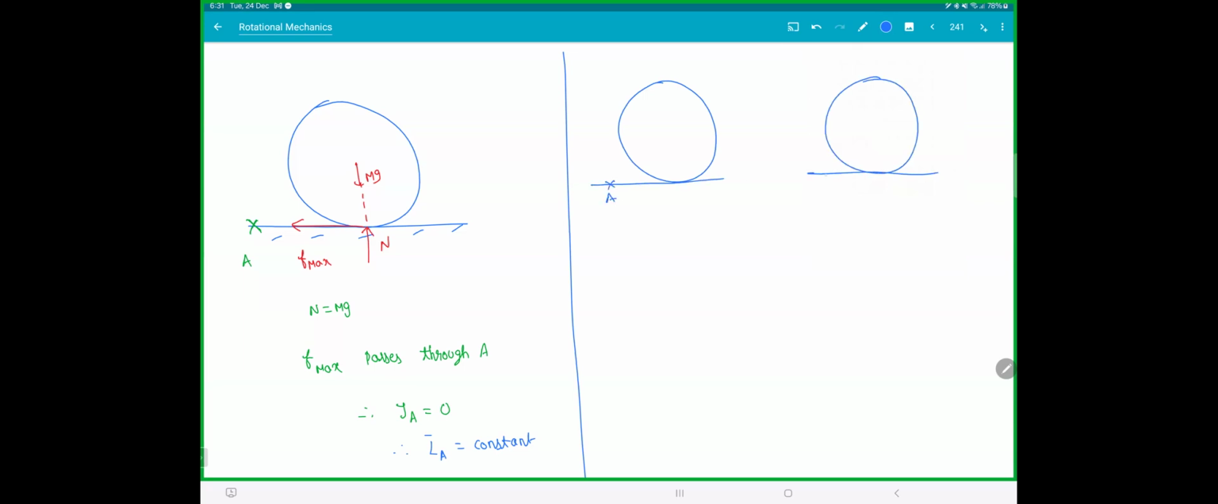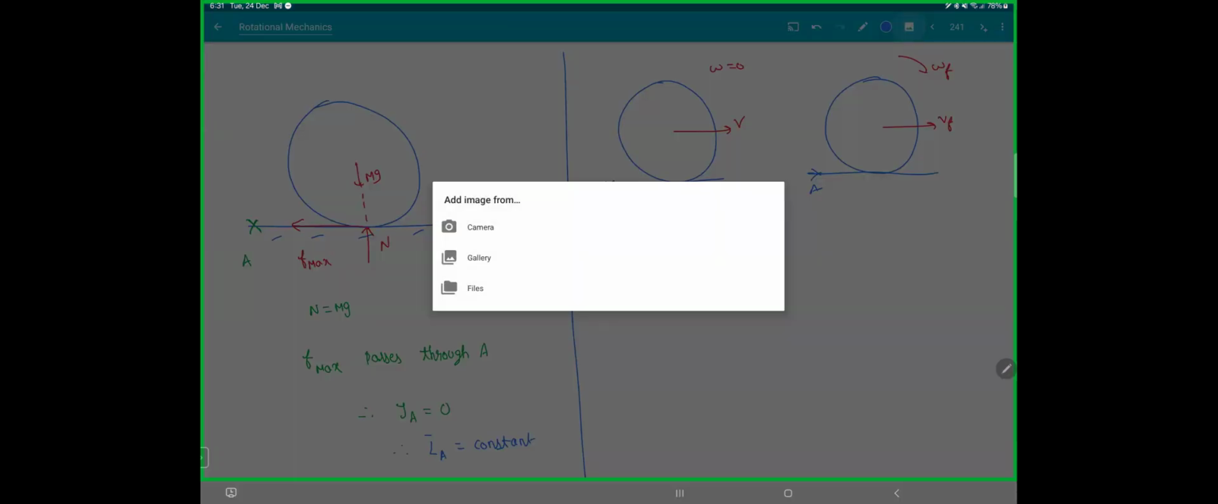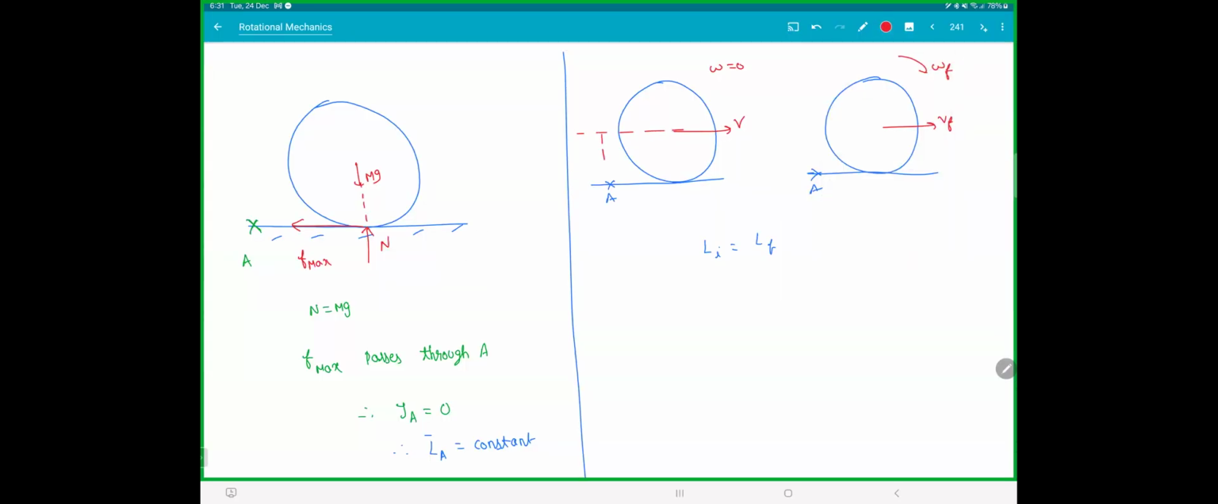So this was point A, this was point A. Initially you're only going with V, omega is zero. Finally you're going with V final, and omega final. L initial is equal to L final. Last class I taught you how to find angular momentum for a rolling body. Angular momentum of a rolling body is angular momentum of center of mass, so you treat the center of mass like a particle. Extend the vector, drop the perpendicular. That would be mvr. Directions are important, minus k cap. Omega is not there initially. This will be mV final r minus k cap plus I COM omega final minus k cap.